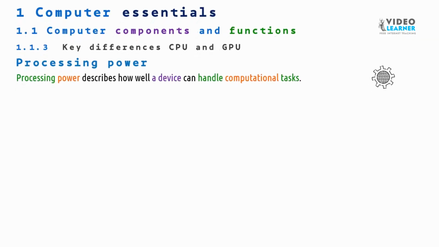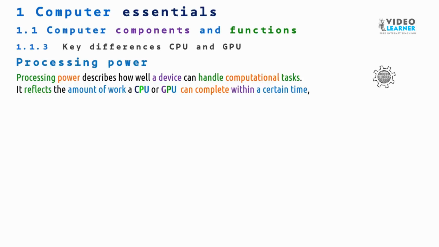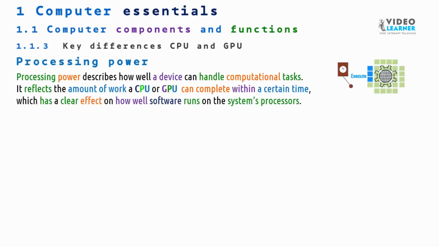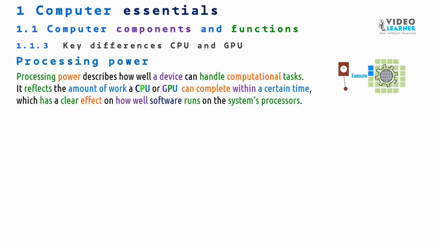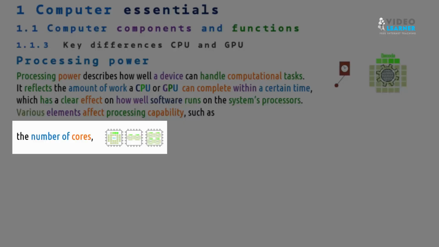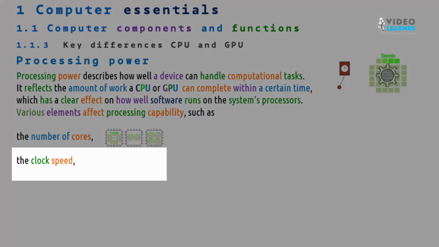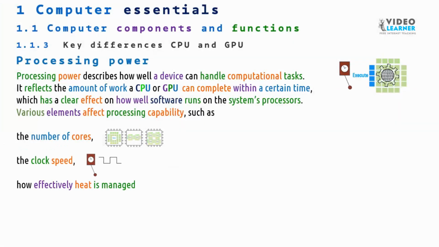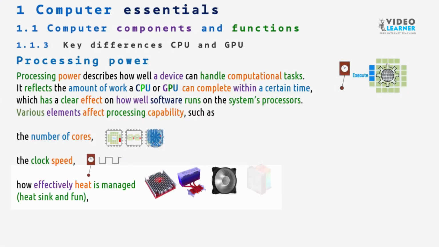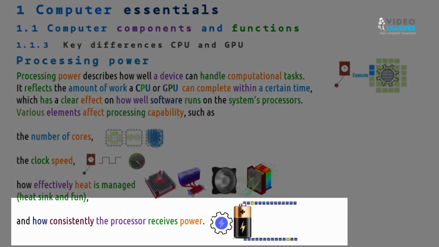Processing power describes how well a device can handle computational tasks. It reflects the amount of work a CPU or a GPU can complete within a certain time, which has a clear effect on how well software runs on systems' processors. Various elements affect processing capability, such as the number of cores, the clock speed, how effectively heat is managed (at least we need a heatsink and fan), and how consistently the processor receives power.